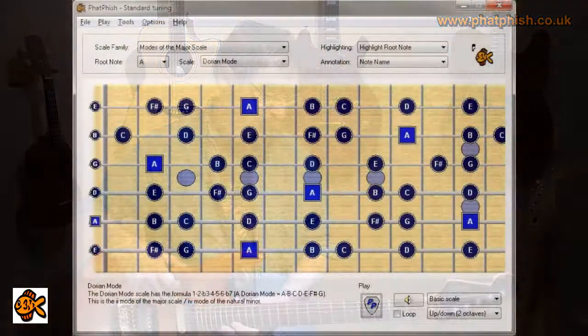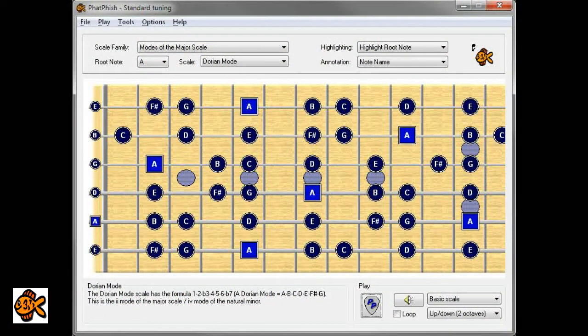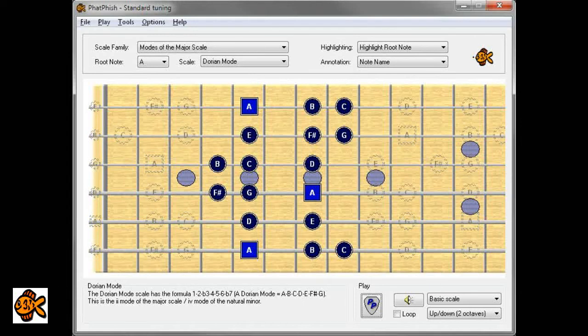Let's take a look at PhatPhish and see where the notes of that scale appear on the neck. Here we're looking at the A Dorian Mode with the notes right the way across the fingerboard, and let's home in on a nice movable scale box. And as I say, that's a movable scale box, so wherever you take it, whatever note the root note lies on, that's the Dorian Mode that you've got.